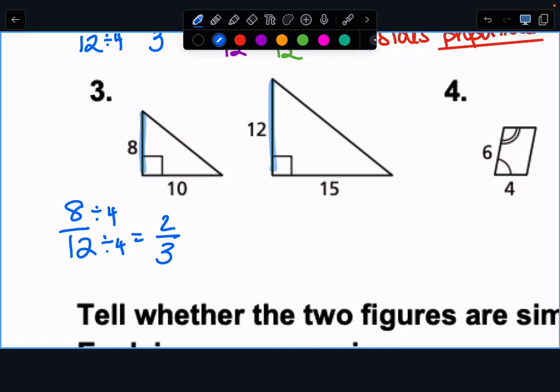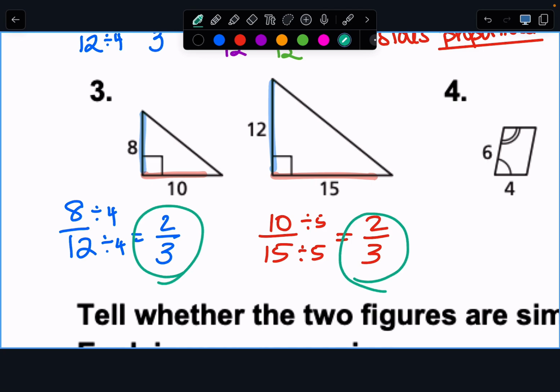Okay, so Sophia A, what would I do with my next set of numbers? What fraction would I make with those? 10 over 15. And when we reduce that, we get 2/3. So since these are both 2/3, our answer is yes. Okay, so our side quest is over. We're going to go back to our normal quest.